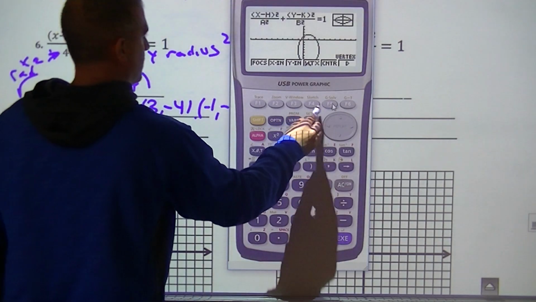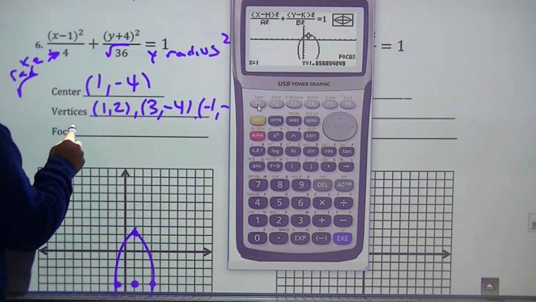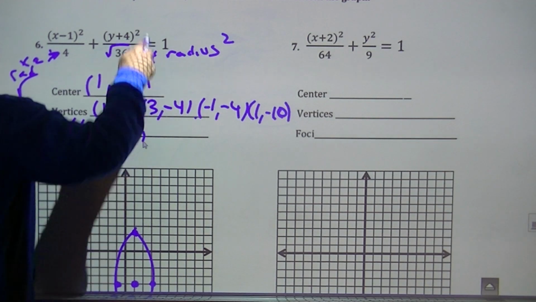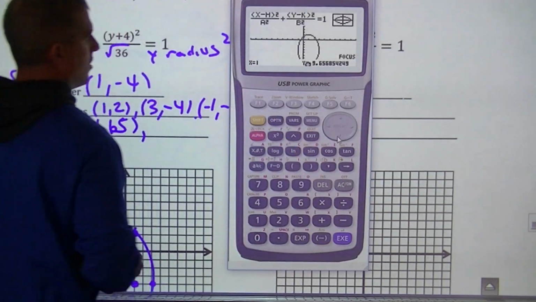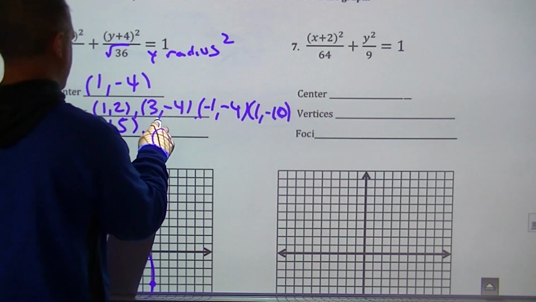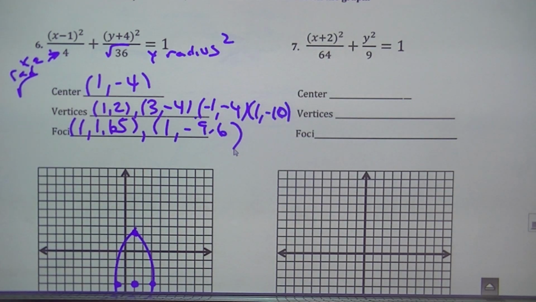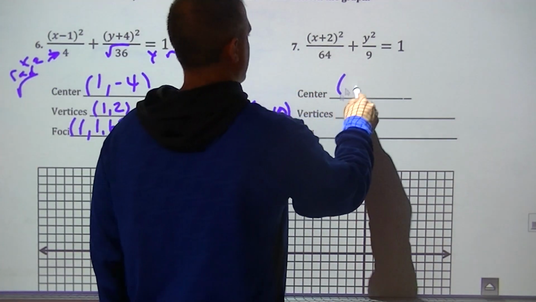All right, G-solve focus, 1, 6. If I hit down, 1, -9.6. Okay? This one, my center would be -2, 0.